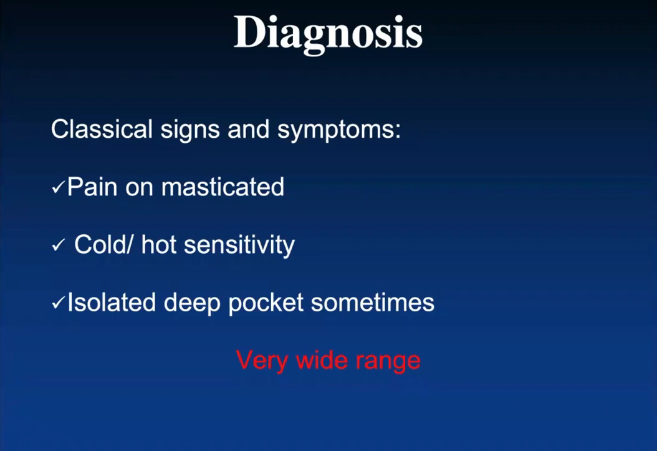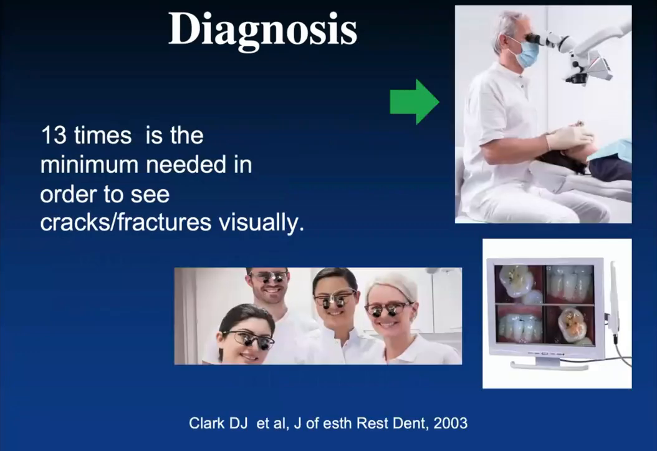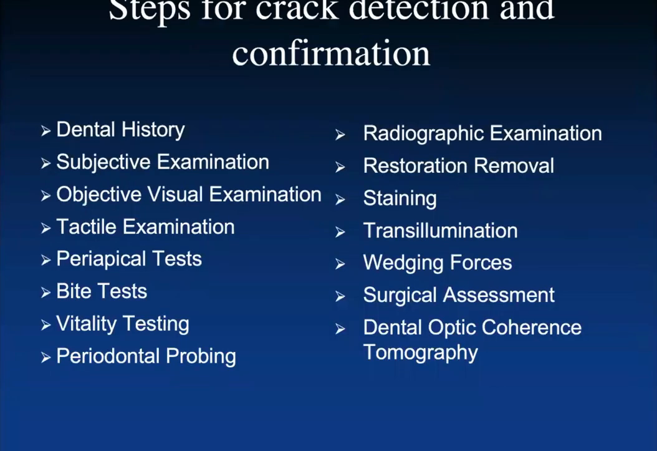So how do we find it? With a microscope. Thirteen times magnification is the minimum needed in order to see the crack or a fracture visually. You won't be able to see it with loupes, and that's based on an article in 2003 by Dr. Clark. So the steps for the crack, it's a long process because we have more specialized testing for cracks.